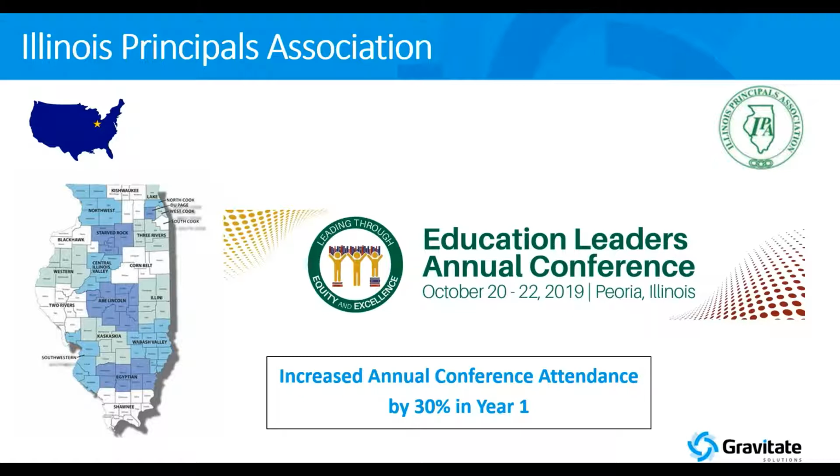They decided to set a goal and challenge their chapters to increase their registration numbers. They provided the chapters with support by identifying relationships, segmenting the data, and targeted messaging that would resonate with their chapter members. As a result, they grew their conference by a very solid 30%.